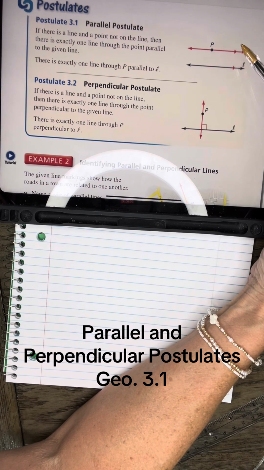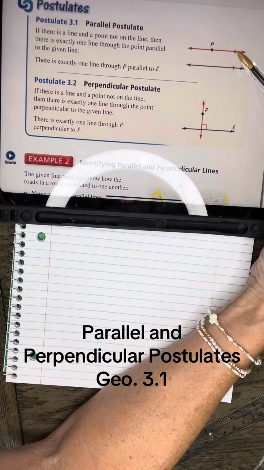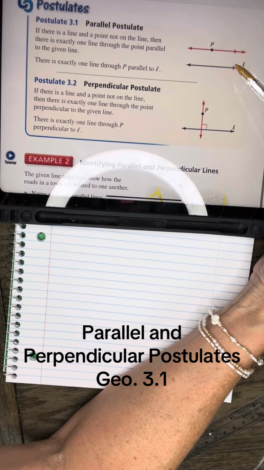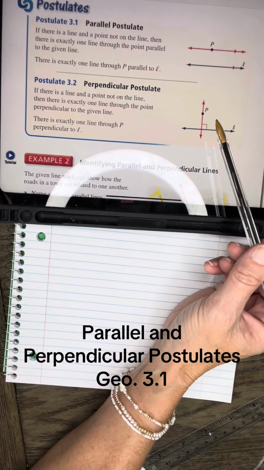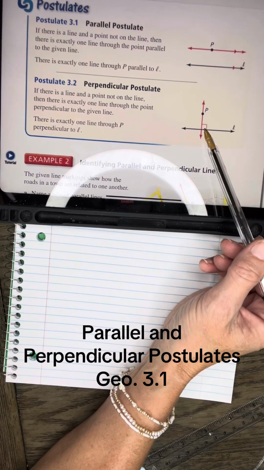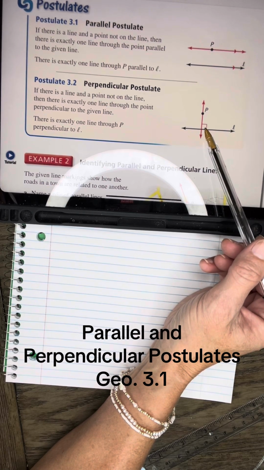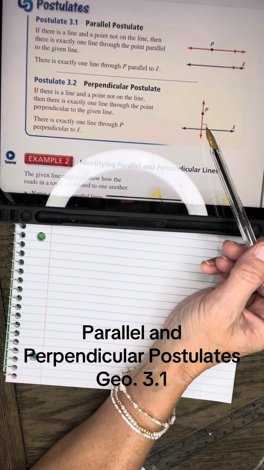Now, when lines are parallel, you should see symbols like this. If there's more than one parallel set of lines in a diagram, then you're going to see 2 parallel symbols or 3. And if something is meant to be perpendicular, you should see a little red box on one of the sides indicating that it is perpendicular.